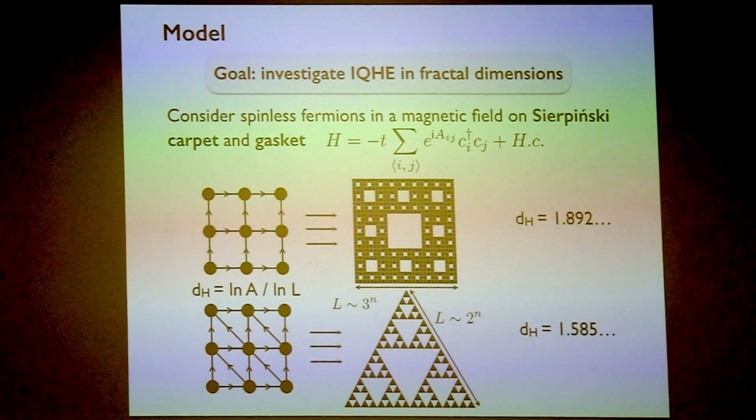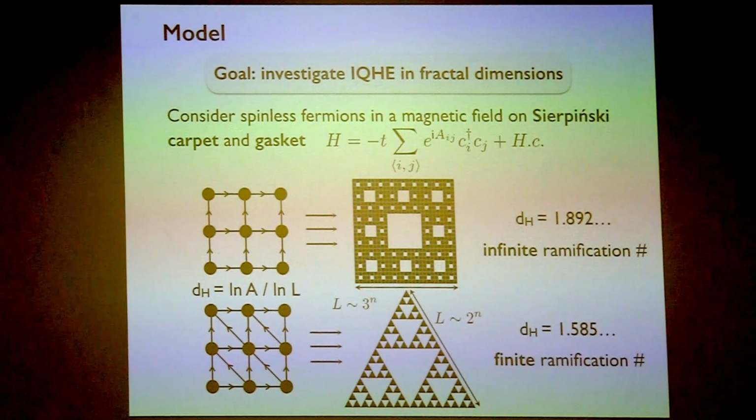Another very interesting difference between those two systems, actually a property in the thermodynamic limit, is the so-called ramification number, which means that in the thermodynamic limit, how many cuts we have to perform in order to get a smaller part of a fractal from the whole structure. It turns out that for the carpet, you have to do an infinite number of steps, but in the case of gaskets, it's a finite number. So this concept of connectivity is also different for those two lattices.